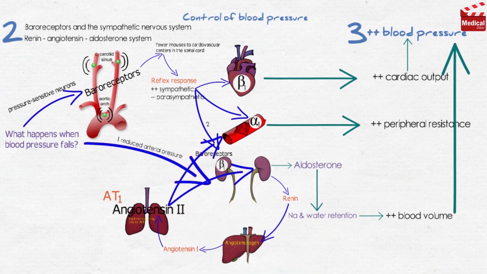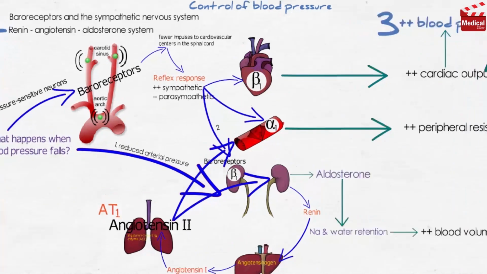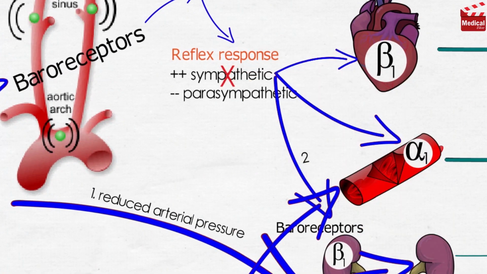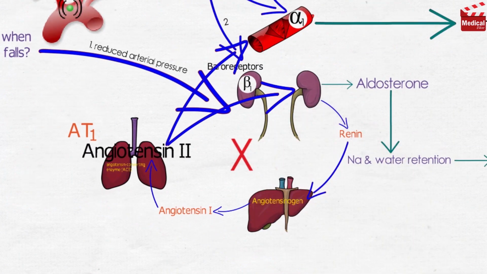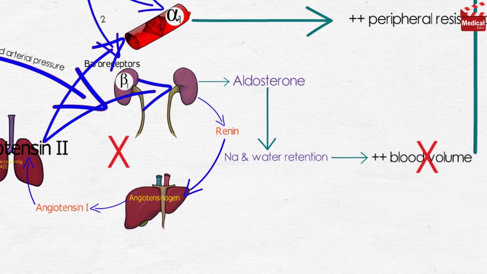So we can conclude the categories of the drugs that are used for hypertension: either they work as sympatholytics to decrease the sympathetic activity, interfere with renin-angiotensin system, or diuretics to decrease blood volume.